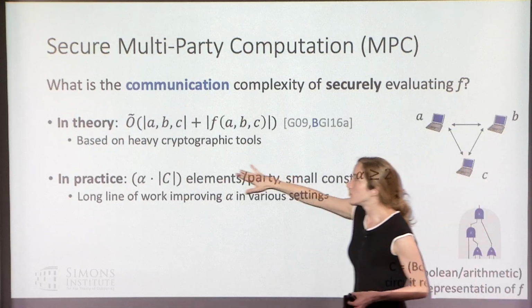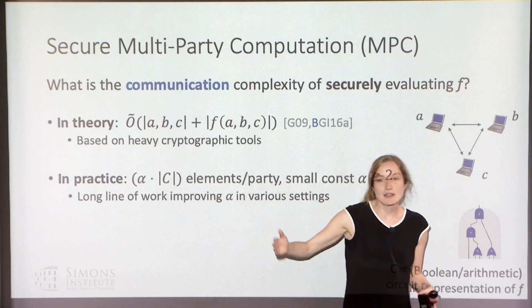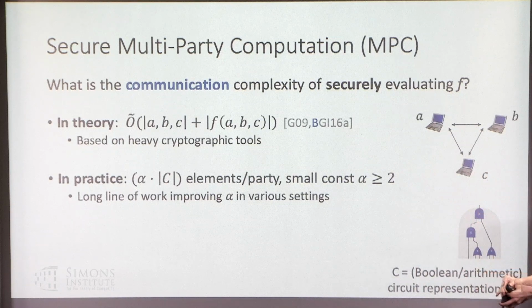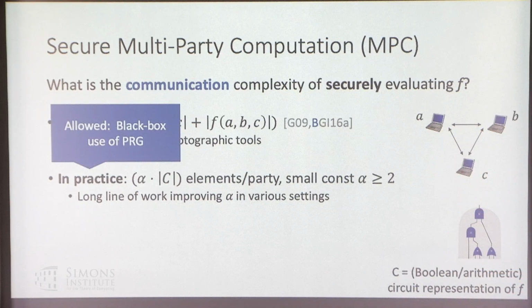Just to be a little bit more concrete about what I mean, what am I allowing myself here? For example, what separates these two? Let's say, for example, I'm allowed black box access to a pseudorandom generator, but that's really it. Okay, so efficiently, that's not so bad.